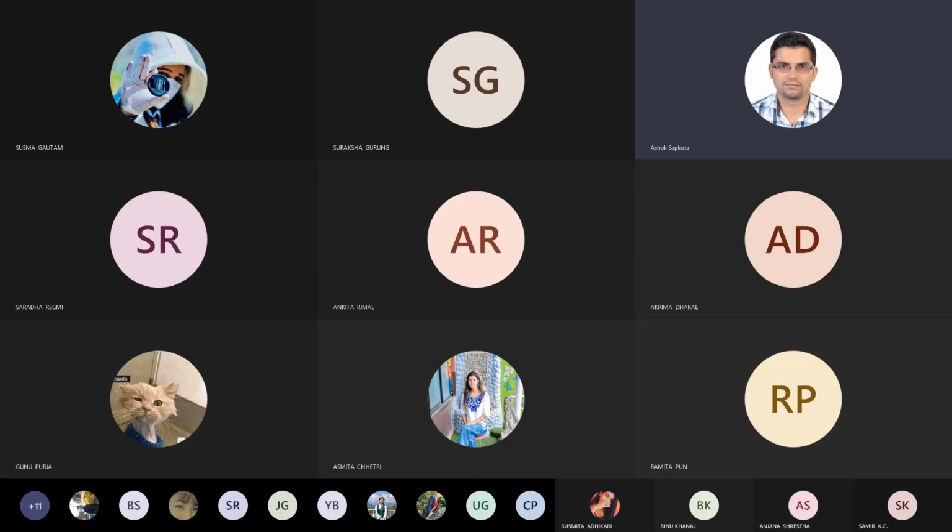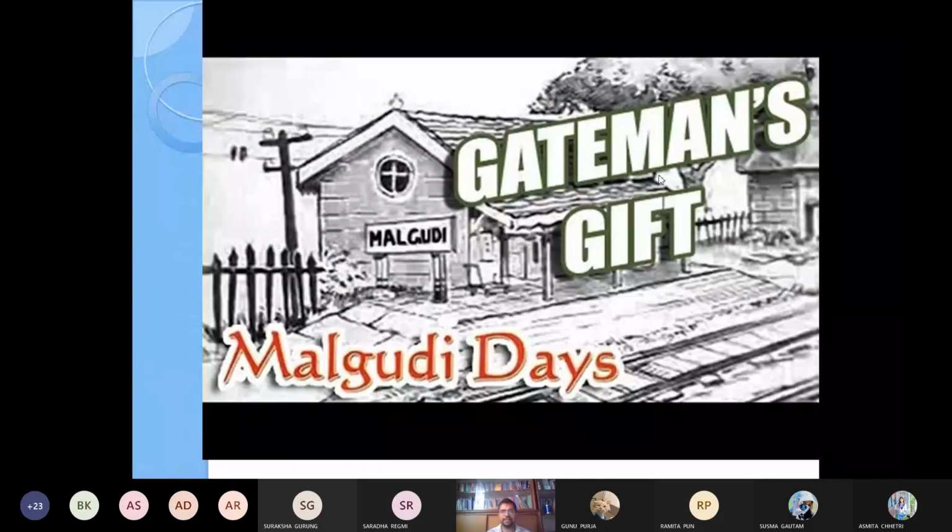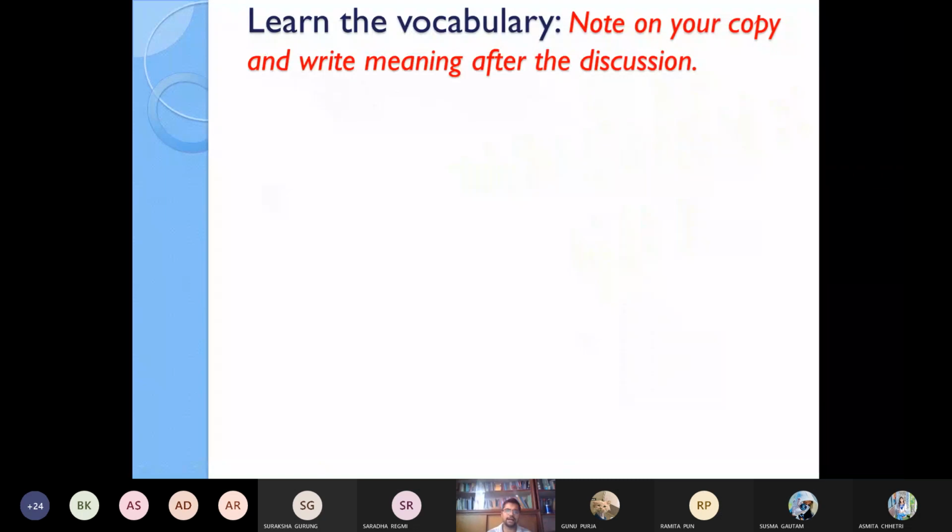The Gateman's Gift. The Gateman's Gift is a lesson prescribed under Compulsory English, Lesson 11. Now, as you can see, the ideas that it particularly focuses on. Last time we discussed the major vocabulary of this lesson, and we also wrote the meanings.